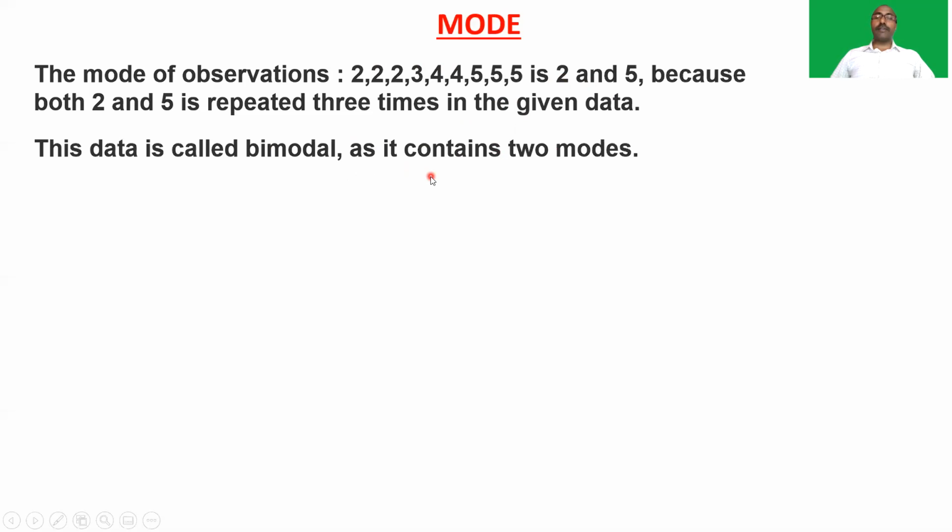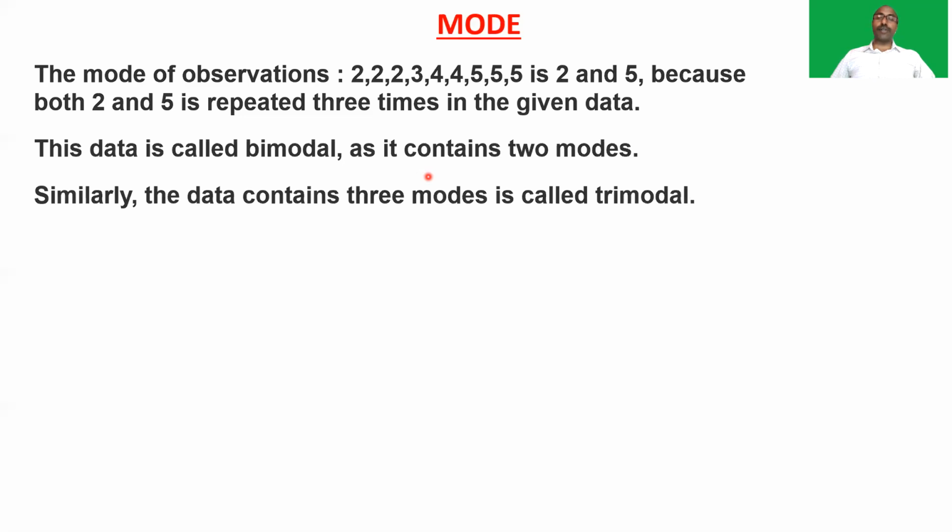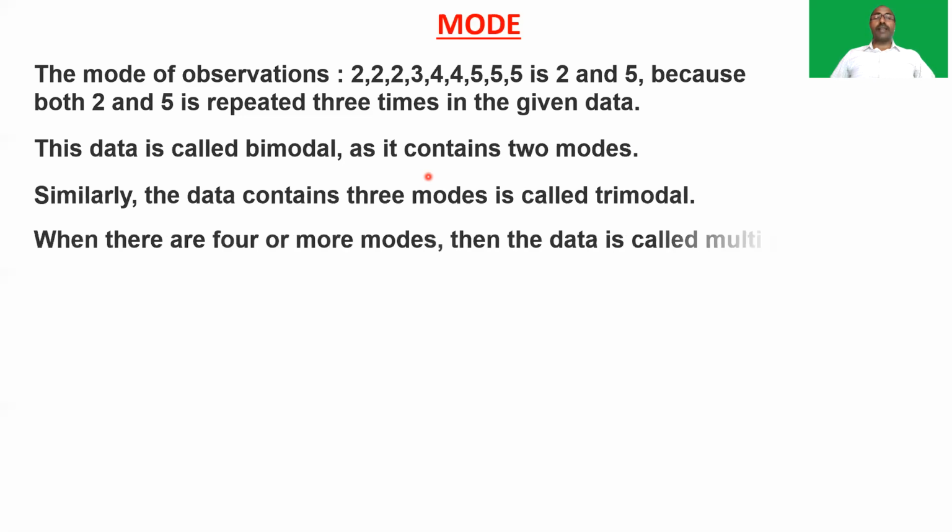The data with one mode is called unimodal, and the data with two modes is called bimodal. Similarly, data containing three modes is called trimodal. And when there are four or more modes, then the data is called multimodal. So, unimodal for one mode, bimodal for two modes, trimodal for three modes, and multimodal for four or more modes.